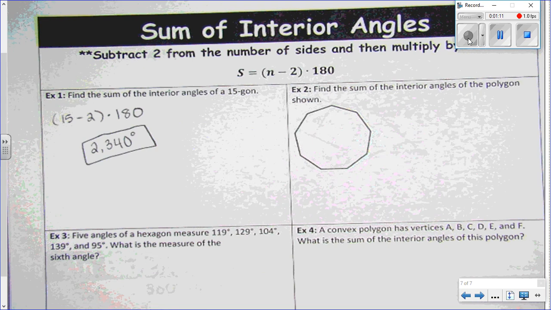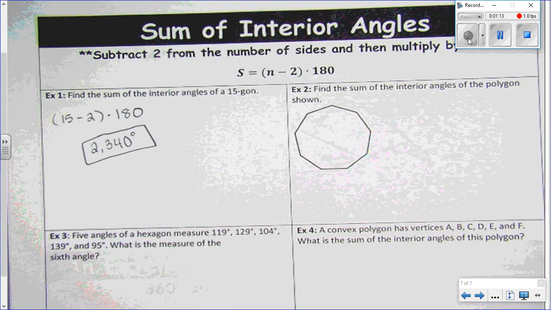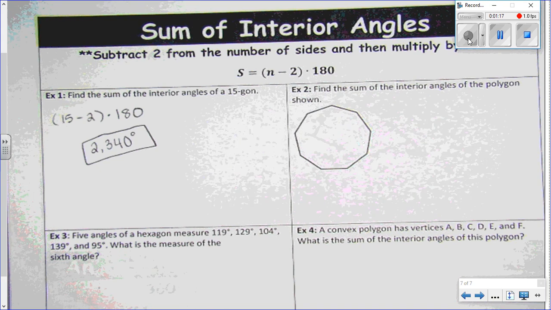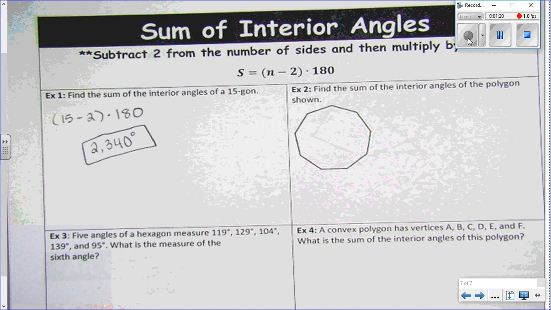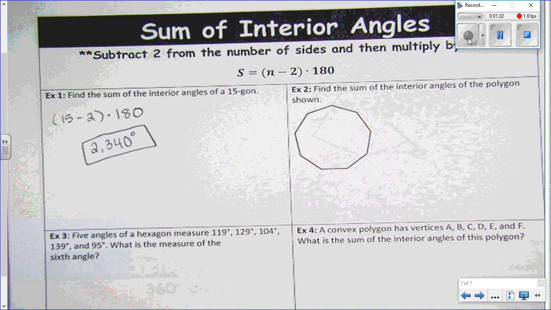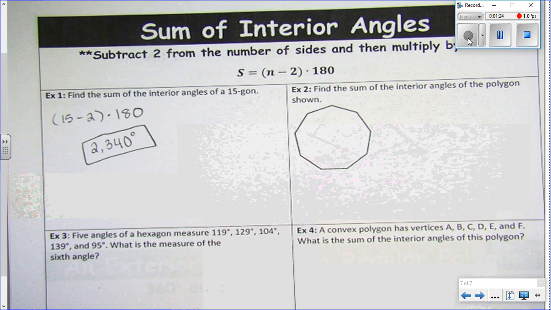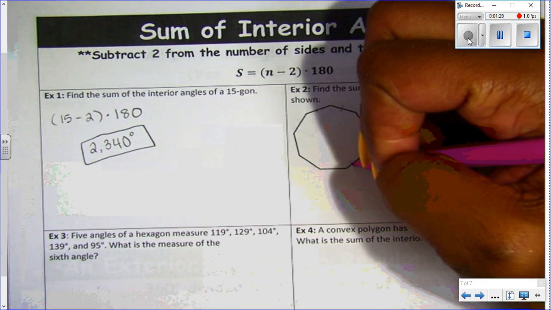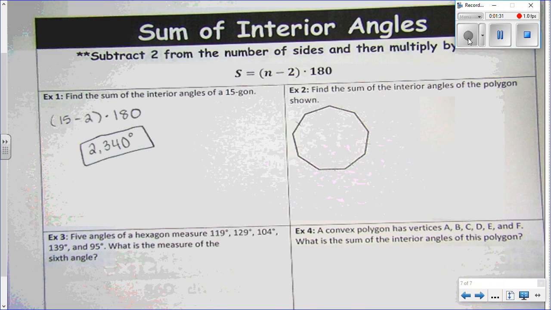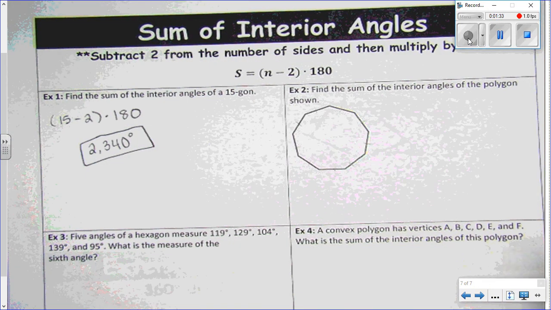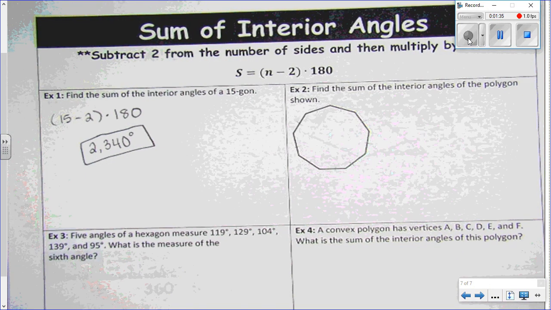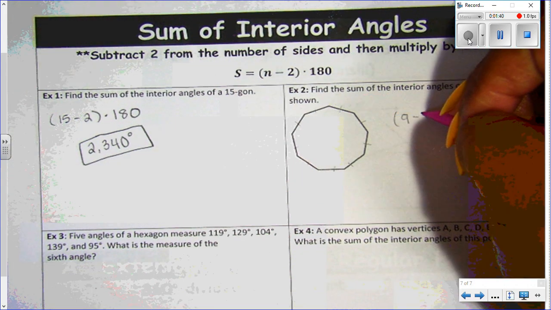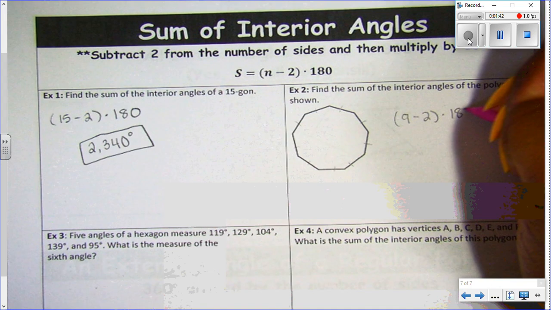Okay, so example 2 is on the same basis as example 1. It says find the sum of the interior angles of the polygon shown. Well, the only thing we need to figure out is how many sides that polygon has. Okay, so let's count them up. 1, 2, 3, 4, 5, 6, 7, 8, 9. So now that we know it has 9 sides, we can still plug it into this formula.